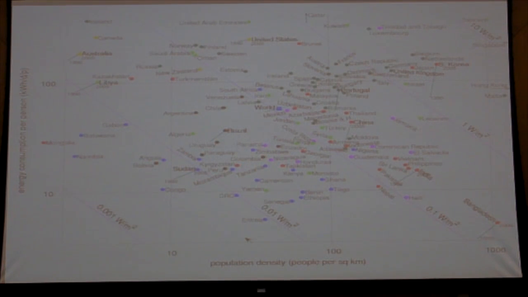Here's a map of the world. Can you see this okay? This map of the world has on the horizontal axis population density. And on the vertical axis, we have the energy consumption per person. And I've used logarithmic scales for both of these quantities. The vertical lines show an increase of a factor of 10.